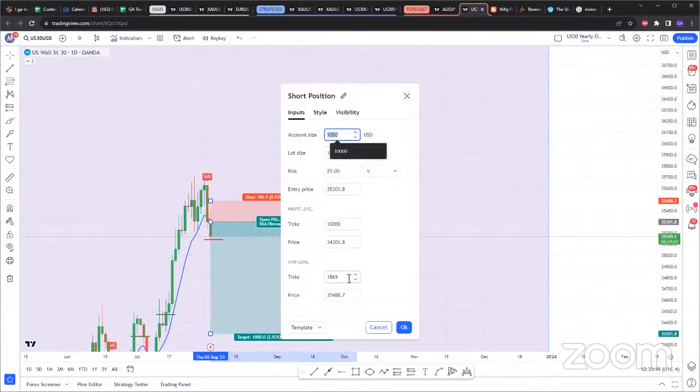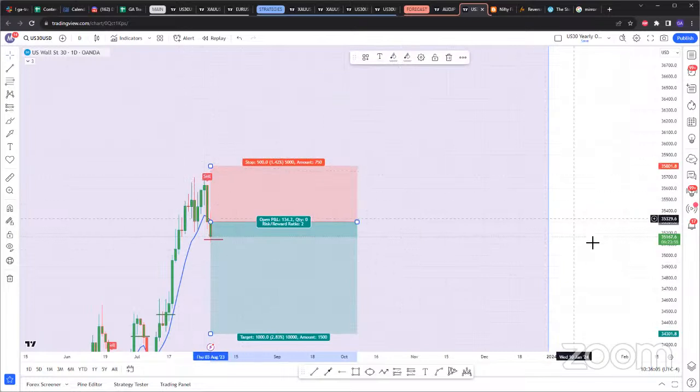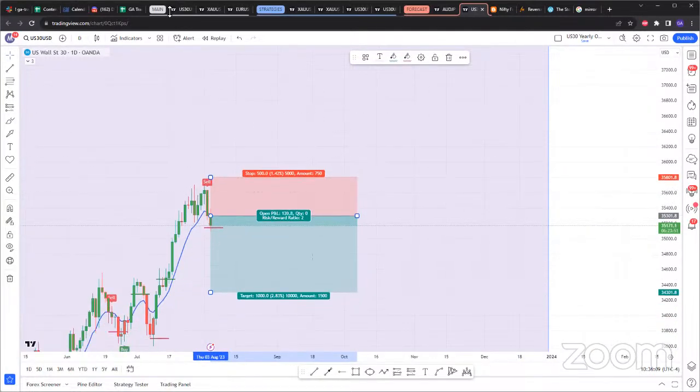But if it was me, since for me this trade, I just want my stop to be above the previous high, I'll just do 500 to 1,000 and then hold this for however long.